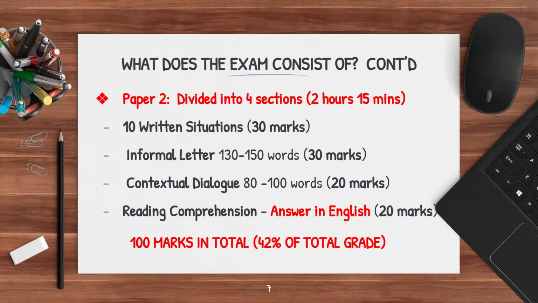Now, paper 2. Paper 2 is divided into 4 sections, and this exam is 2 hours and 15 minutes long. The first section is going to be a written situation section where you'll be given a total of 10 different situations, and each situation you're given for this section is going to be worth 3 marks each, giving you a total of 30 marks.